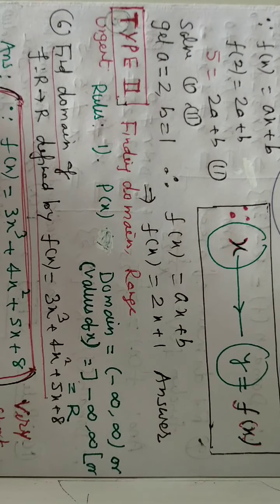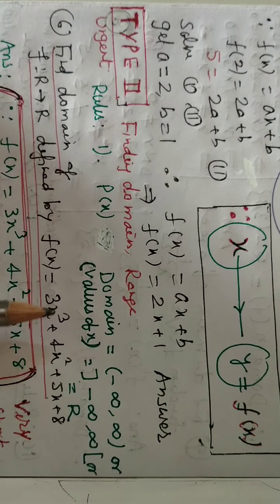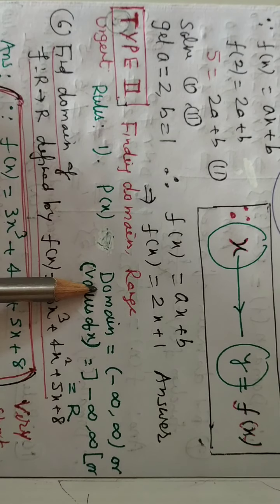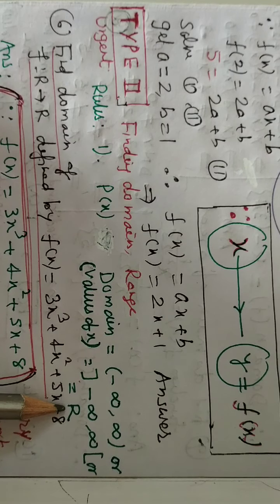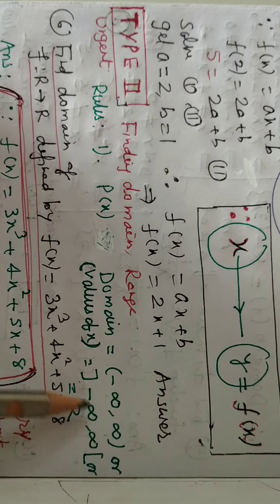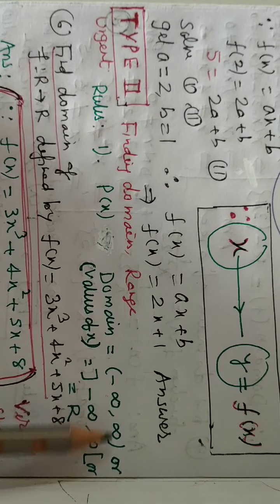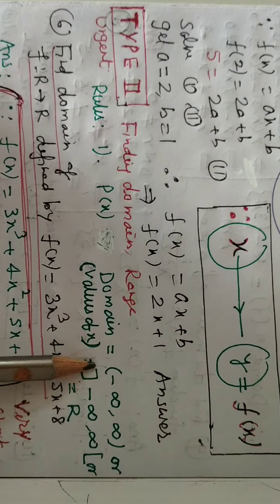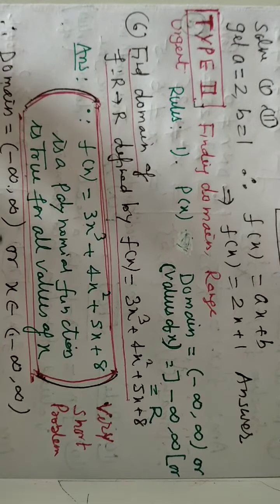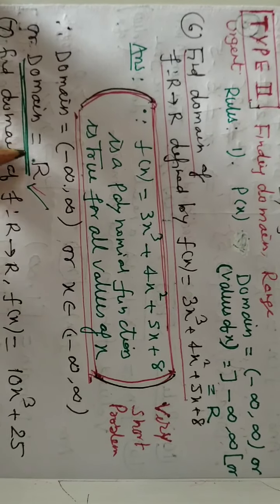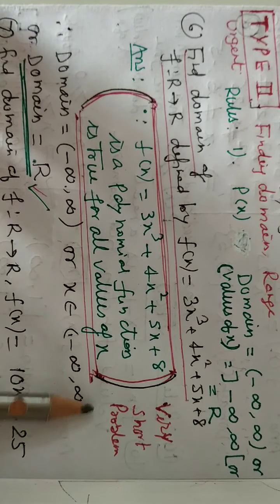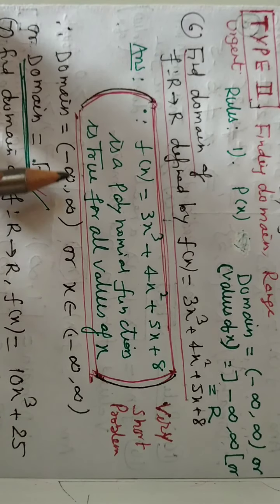Now type 2, finding domain and range. First rule, if there is any polynomial, the domain is fixed. This is called the real numbers. Real numbers can also be expressed as minus infinity to infinity. All these are called open intervals. Find the domain of this. The answer is minus infinity to infinity or simply R. Why? Because this is a polynomial. No need to give explanation. All polynomials have domain R.